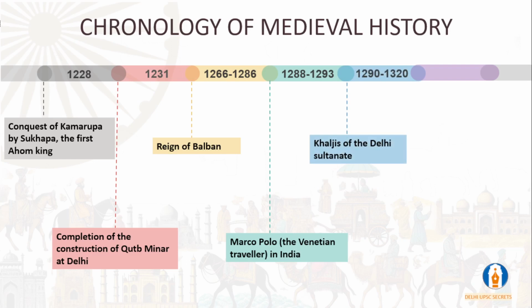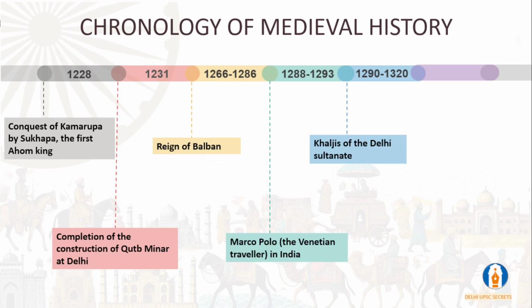1290 to 1320 is the Khilji dynasty period in the Delhi Sultanate region. As I told you, in the Sultanates of Delhi there were various kings who ruled. Khiljis are one of the important rulers. And then next to Khiljis, we have Tughlaqs, we have Sayyids, and many more. Let's look into that in a detailed manner moving forward.